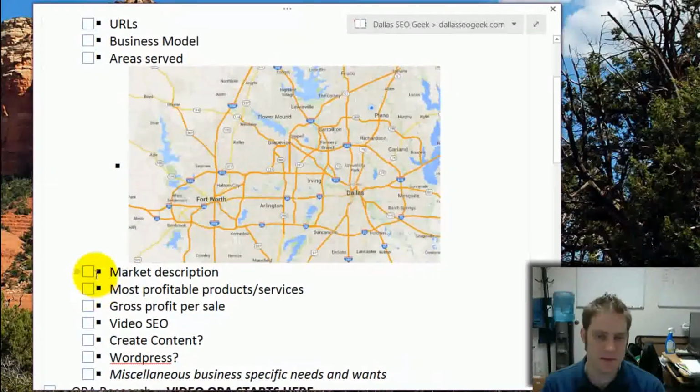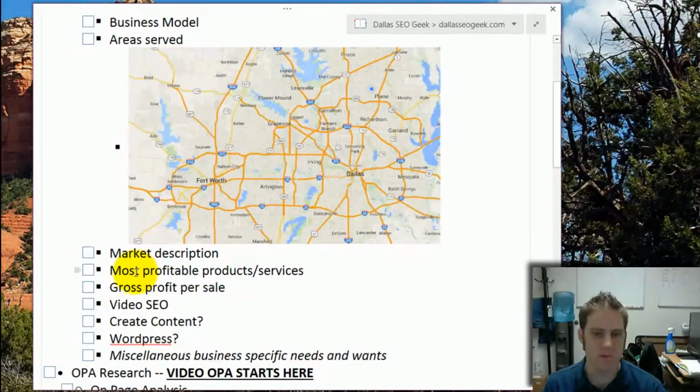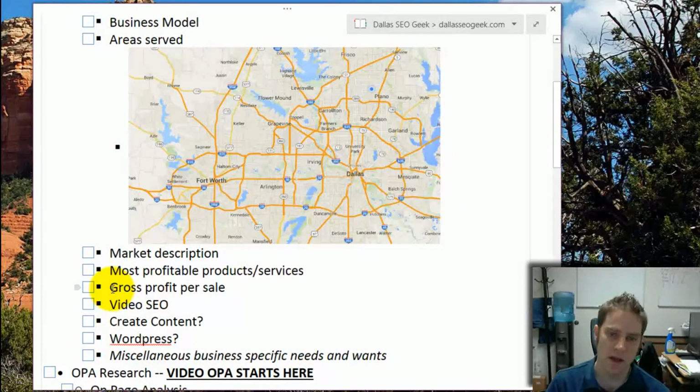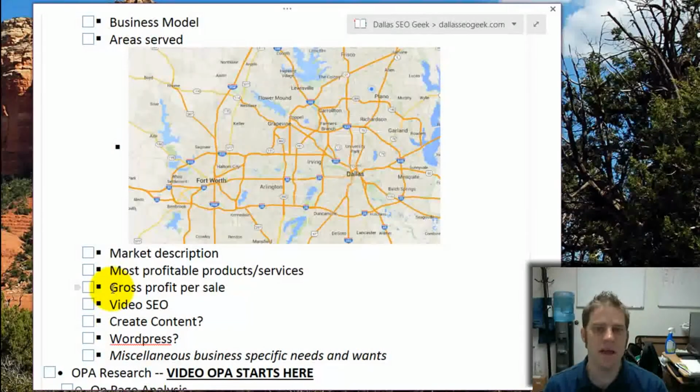And then this goes hand in hand with your business model, but what's your market description? What exactly are you trying to target? Who are you trying to target? What are your most profitable products and services? Gross profit per sale, this is really important. If you make $5 per sale versus $5,000 per sale, this is going to affect my analysis when I look to see, is this something where I can provide them with enough value to justify hiring me?